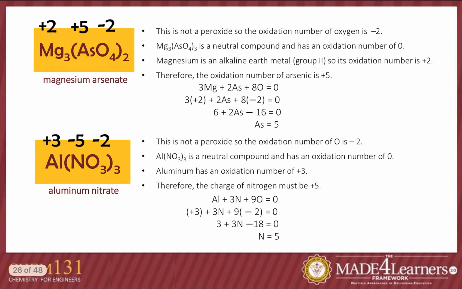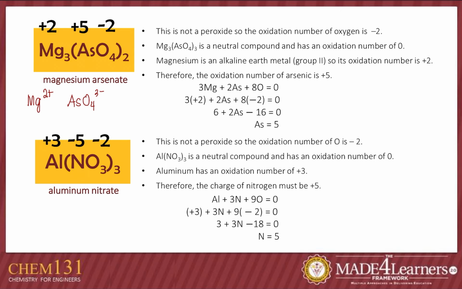Next, we have magnesium arsenate. So this is a neutral compound. And in the case here, class, we have to remember how to write chemical formulas. So, magnesium arsenate is composed of two ions, the magnesium ion and the arsenate ion. So, the arsenate is AsO4 3 negative.